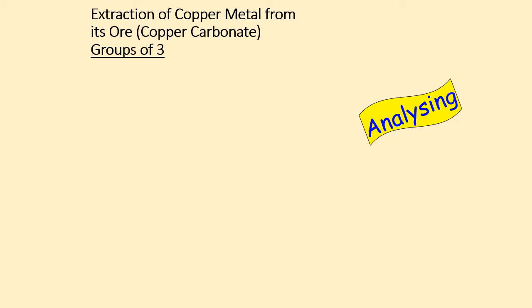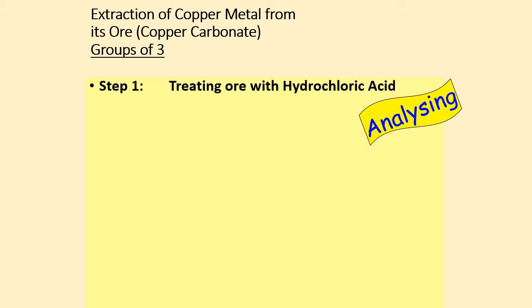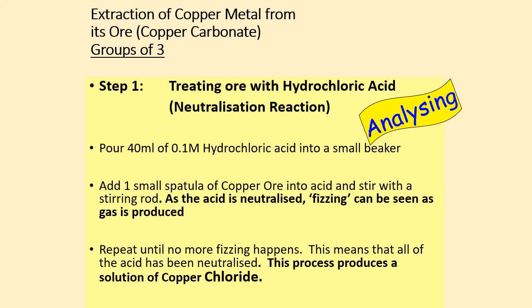So extracting copper metal from its ore is the experiment you'll get to do. So copper we can also extract using electrolysis. And if we are doing that, the first step is to treat the ore with hydrochloric acid. That gets it to dissolve. And we call that type of reaction a neutralization reaction. Okay, you'll hopefully get to do this in class or see this as a demonstration.